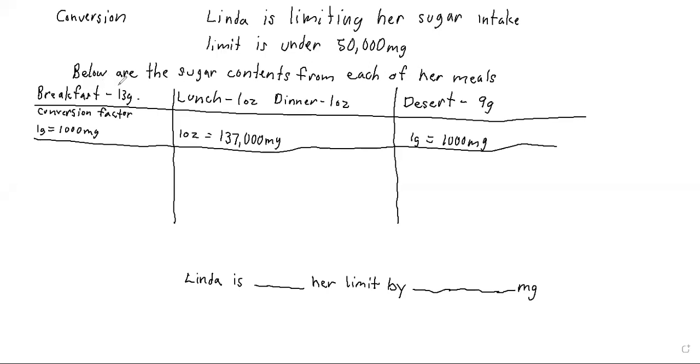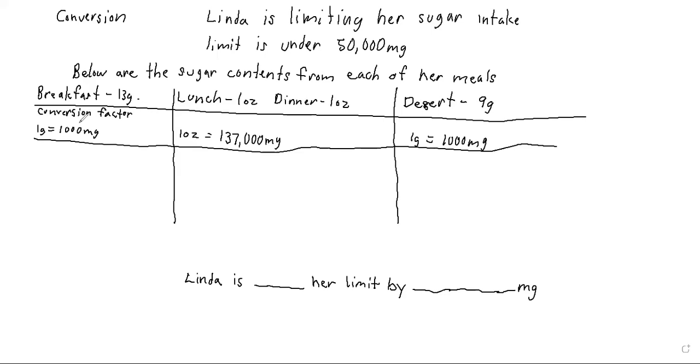And we see we have breakfast was 13 grams, lunch is 1 ounce, dinner is 1 ounce, and dessert is 9 grams. I think that's supposed to be dessert. This is dessert. Dessert meaning the sweet part of your meal, right, that's with two S's. Okay, so we have to convert 13 grams, we have to convert 1 ounce, and we have to convert 9 grams all into milligrams, right?